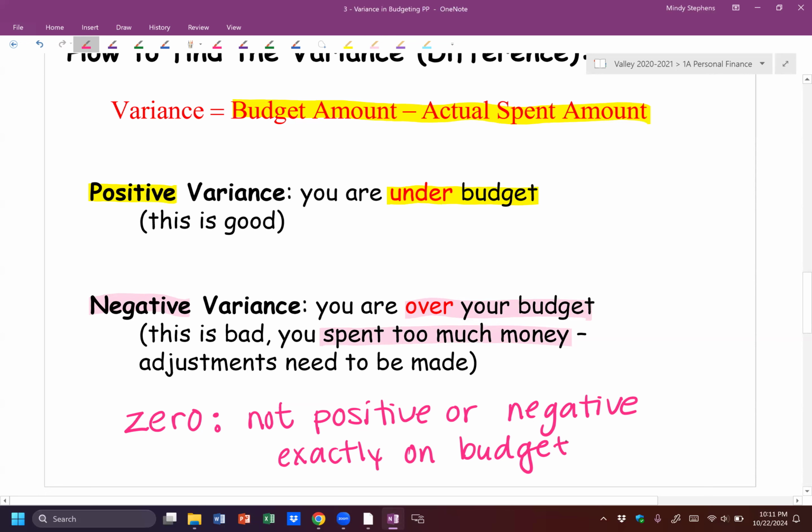On your assignment, on the back page, it says list or name all the ones that had a positive variance, and name all the ones that have a negative variance. If you get zero, don't write that under the positive, and don't write it under the negative, because it's neither positive nor negative. If you ever get zero as a variance, just know it's just zero. It's exactly right on.